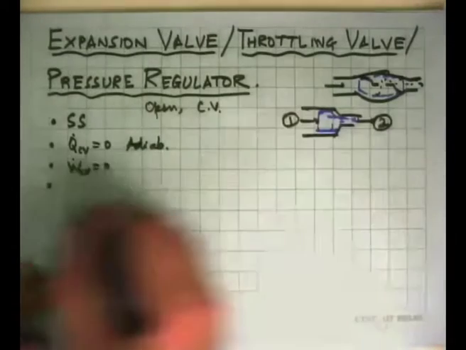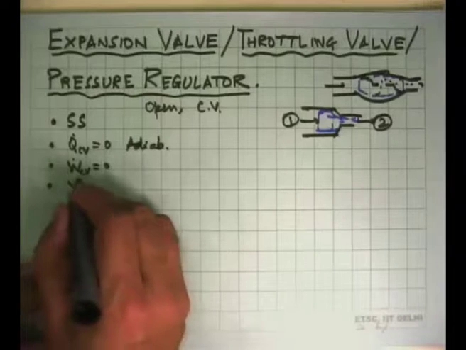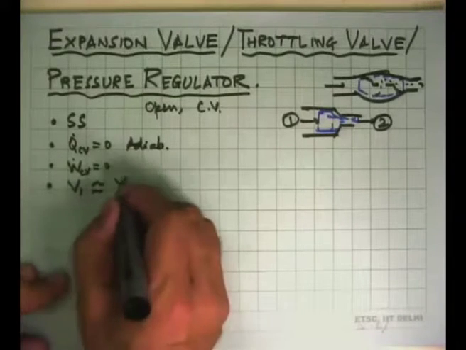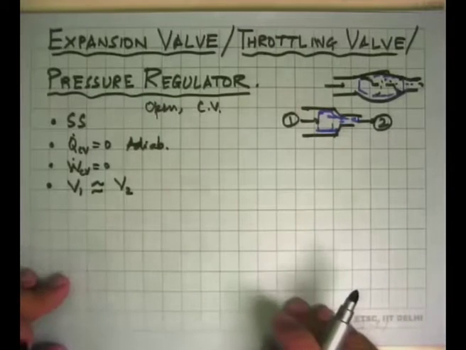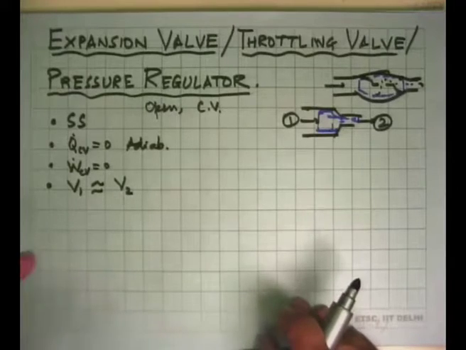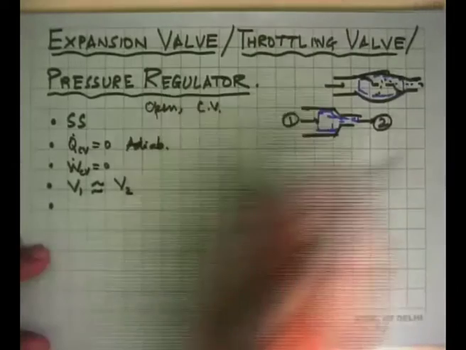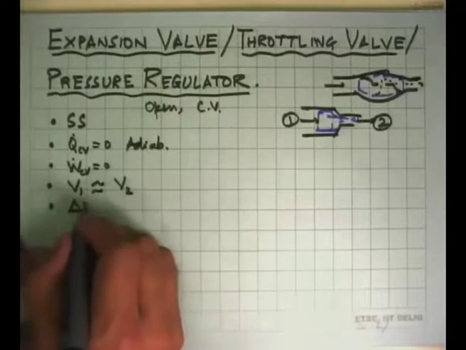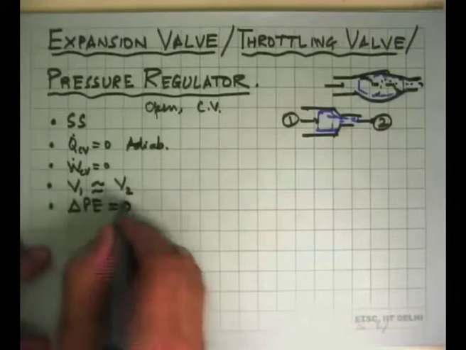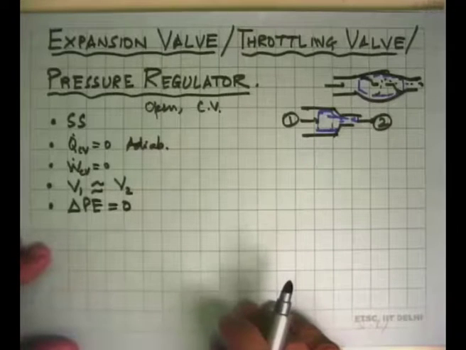Then we also say that the velocities at the inlet and outlet are comparable. They are not very drastically different. So it's not like a nozzle in any sense. And of course it's a very small device in most cases, and we can say that changes in potential energy are zero.